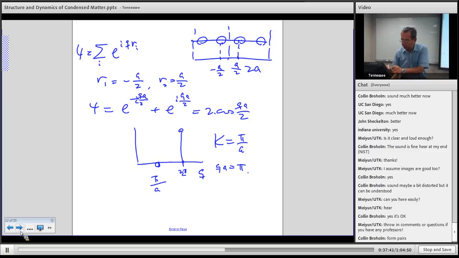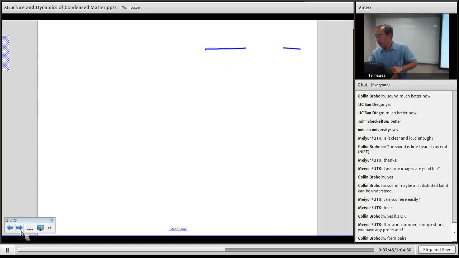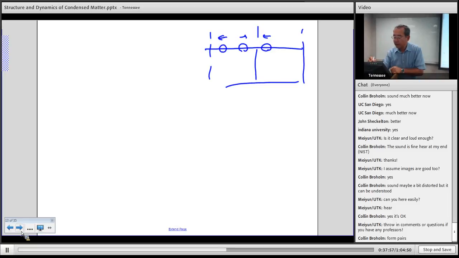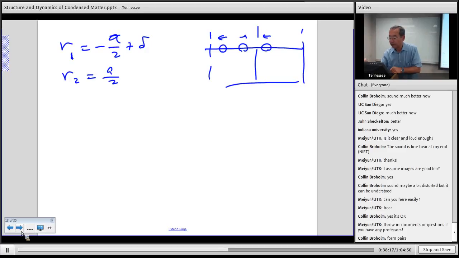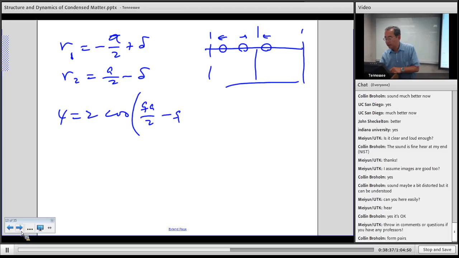Now, if you then go to the case where the atoms are closer, so R1 is minus a over 2 minus delta, R2 is equal to a over 2 plus delta, I'm sorry, minus delta. Okay. So what you have is 2 cosine of q a over 2 minus q delta. Okay?